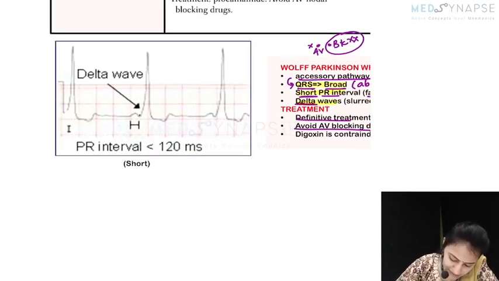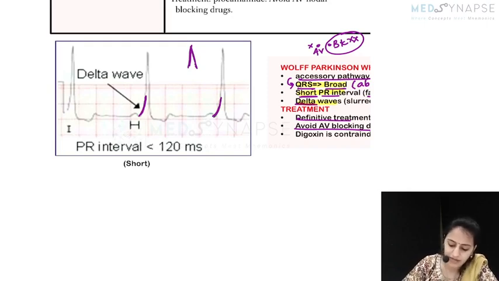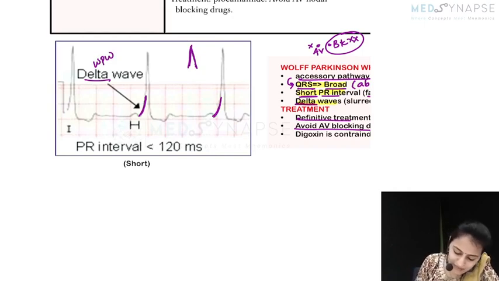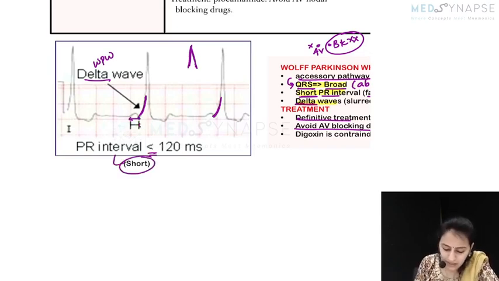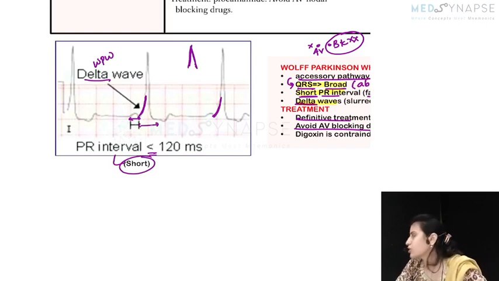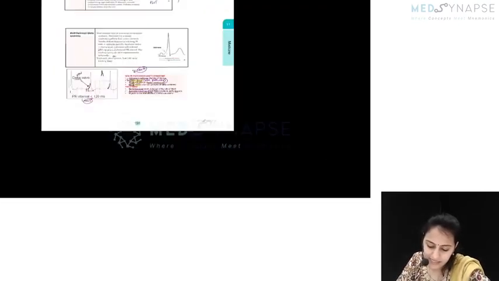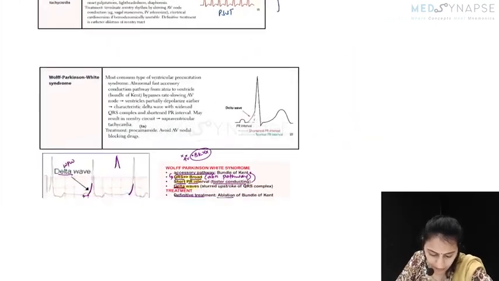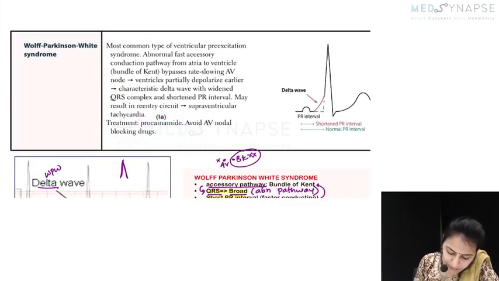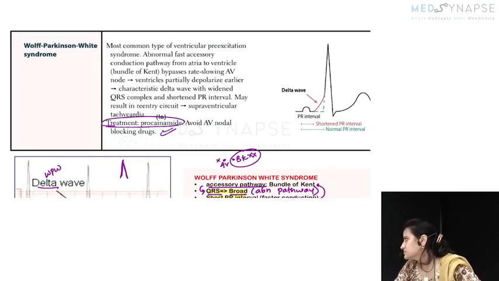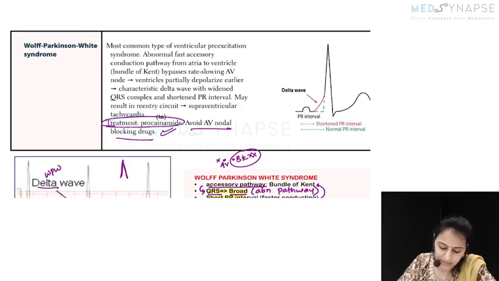So the delta wave is basically this upsloping. Normally the QRS goes up very sharply. When it's a slow rising QRS like this, that is called a delta wave, seen in WPW. The PR interval is going to be short, less than 120. The QRS is basically broad. So broad QRS, short PR, and there's a delta wave. What drug do you give in WPW? Procainamide. Avoid the AV nodal blocking drugs.